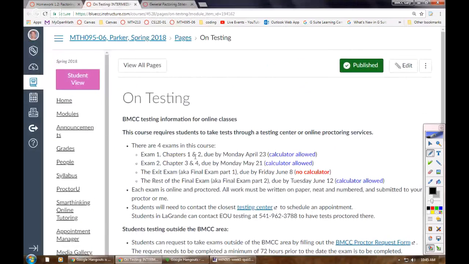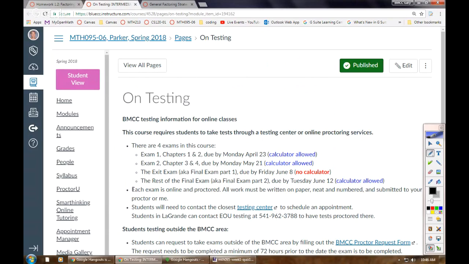Testing. This class does have some tests. There are 2 midterm exams, exam 1 on chapters 1 and 2, exam 2 on chapters 3 and 4. Calculators are allowed on those 2. Then the final exam is in 2 parts, the exit and the rest of the final exam. No calculators on the part I call the exit. Calculator can be used on the second part.